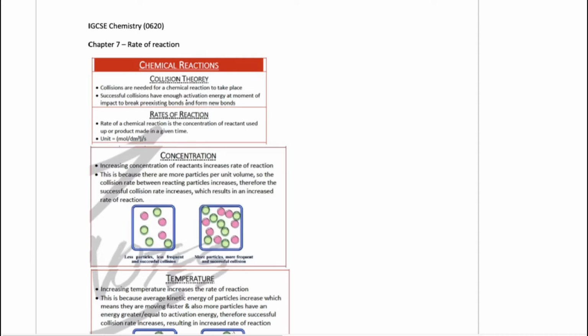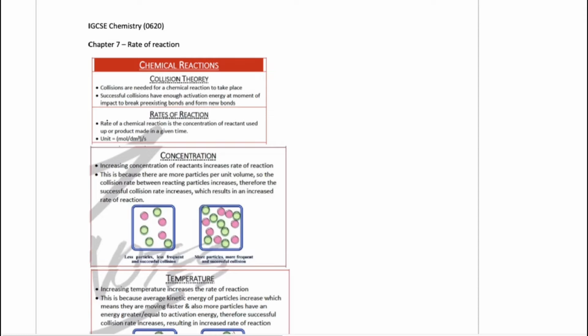Something like, you know, when you study for these subjects, you must have enough energy, that is activation energy, to get a good result. So you must study very, very hard to score in the exams, something like that. That is the activation energy for our exams.